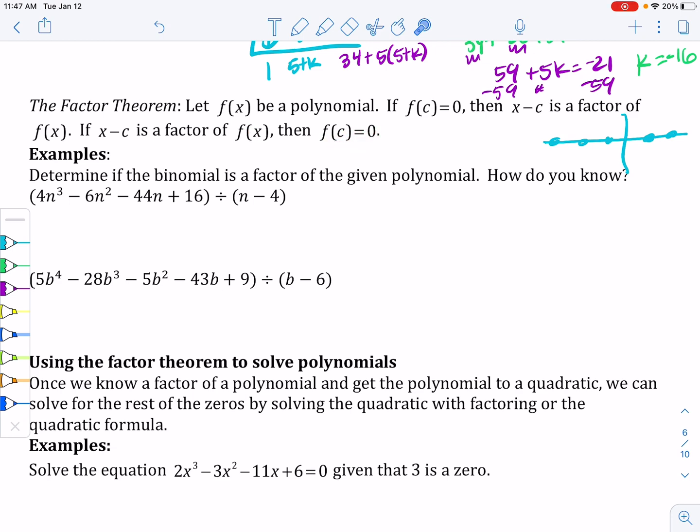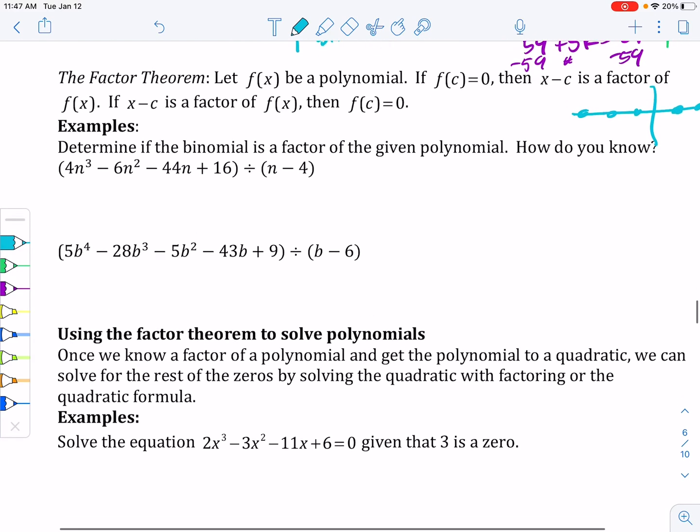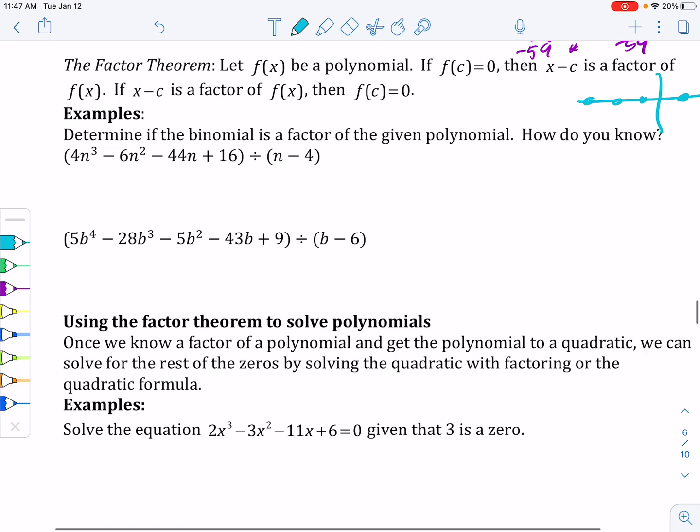So what we can do is we can use the remainder theorem to decide if something is a factor or not. So determine if a binomial is a factor of the given polynomial. How do we know? So here, if I want to determine if this is a factor, I'm going to synthetically divide. I'm going to change the sign because it's written as x plus or minus a number. In this case, it's an n. So we're going to change the sign from here to here.